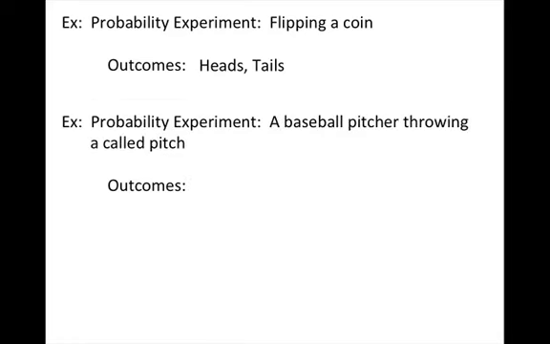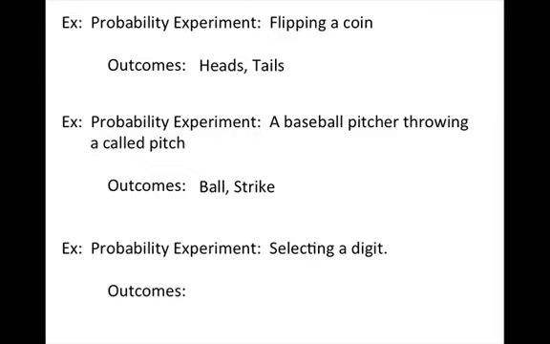Let's say our experiment is flipping a coin. That's the action that we're doing. Well, the possible outcomes for flipping that coin, the coin could land on heads or it could land on tails. If our probability experiment is a baseball pitcher throwing a called pitch, well, the possible outcomes, the pitch could be called a ball or it could be called a strike. And the last example, if the probability experiment is selecting a digit, well, the outcomes are all the digits. So we have the numbers 0 through 9.